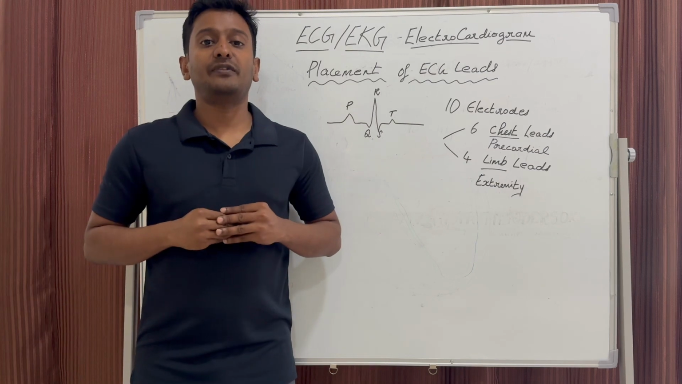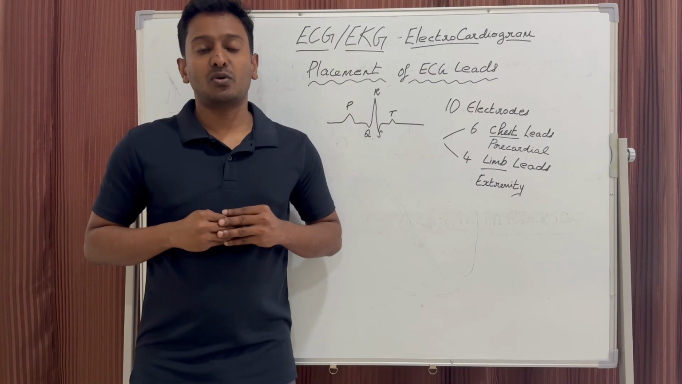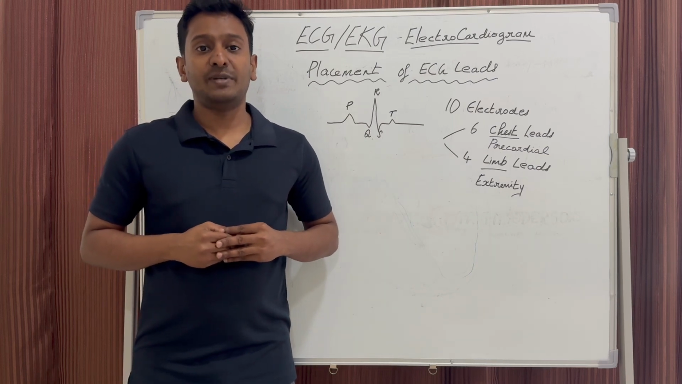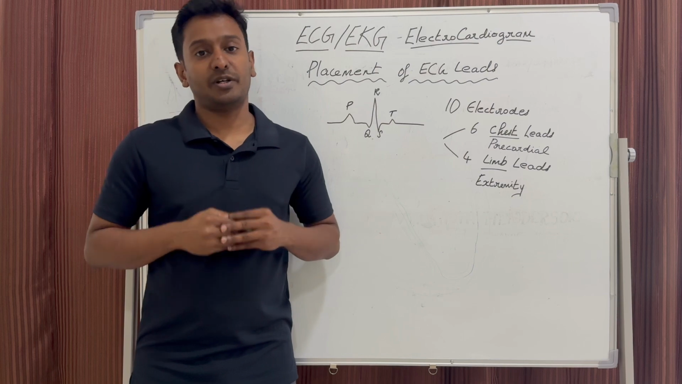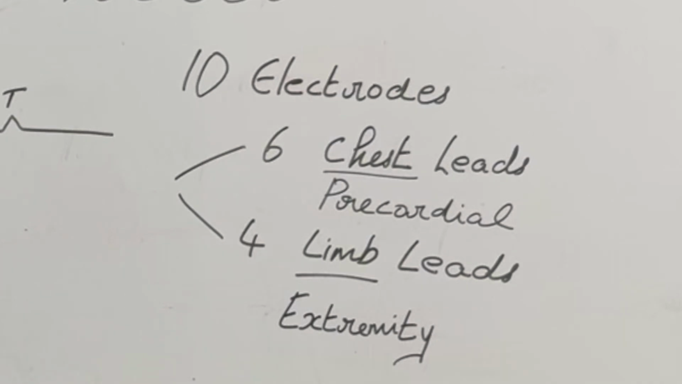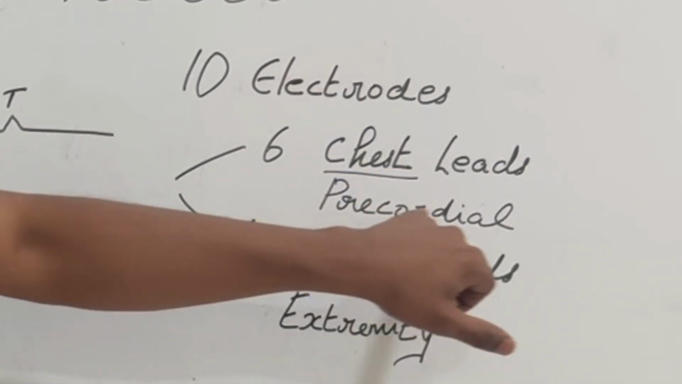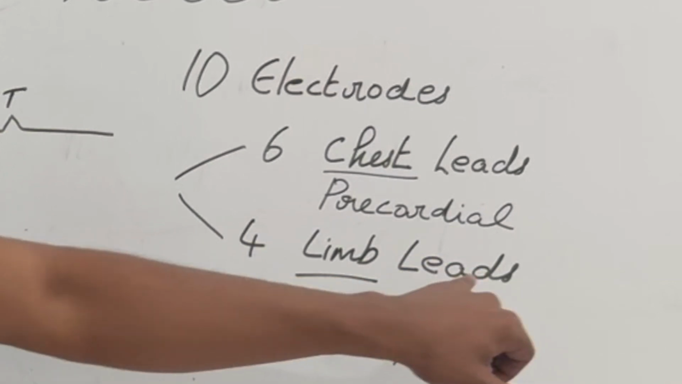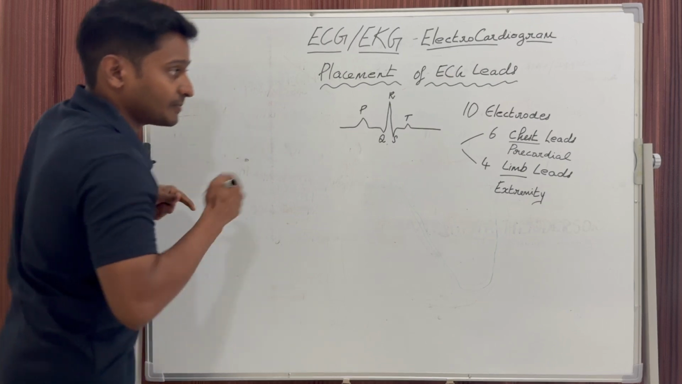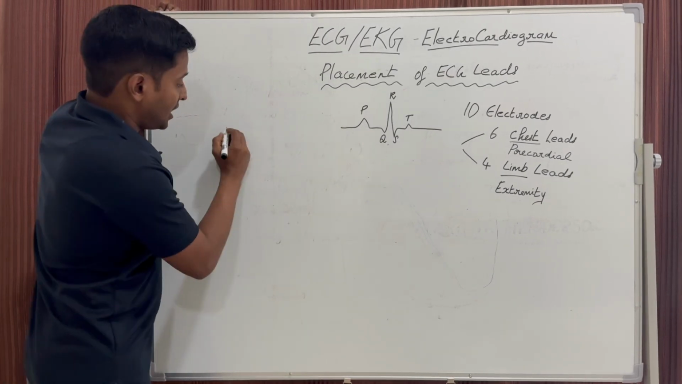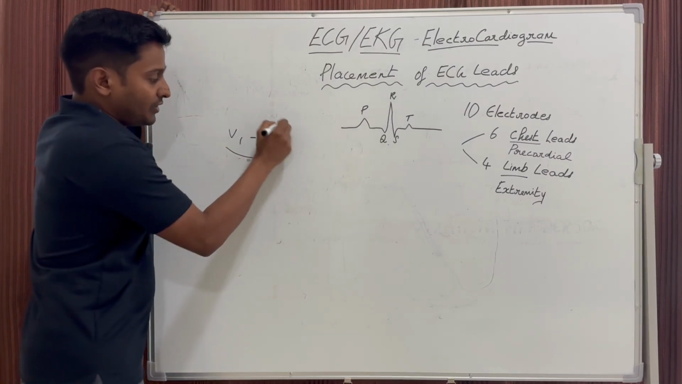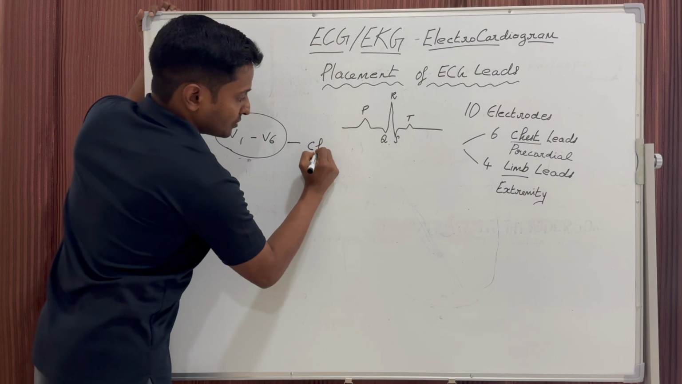So now we will speak about the placement of electrodes during an ECG. For the ECG, we have to keep 10 electrodes in different parts of the body. These 10 electrodes can be divided into 6 and 4. That means 6 chest leads or precordial leads, and 4 limb leads or extremity leads. The 6 chest leads are termed V1 to V6. This V1 to V6 is kept on the chest.